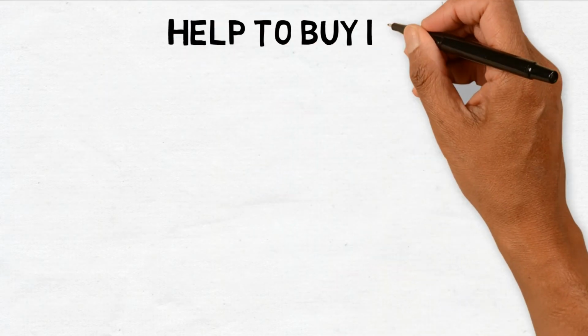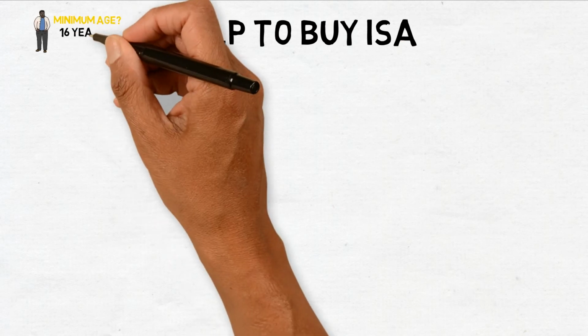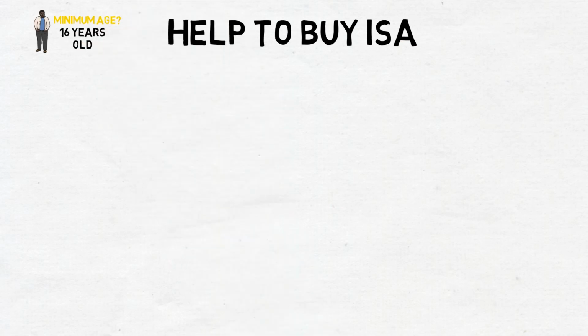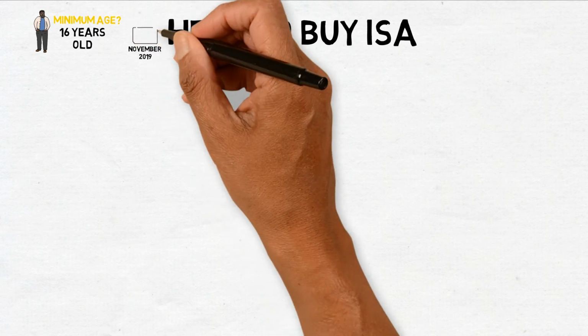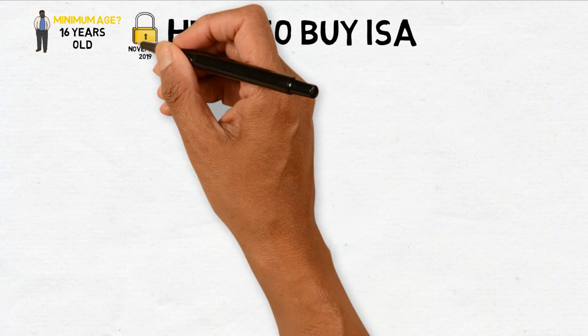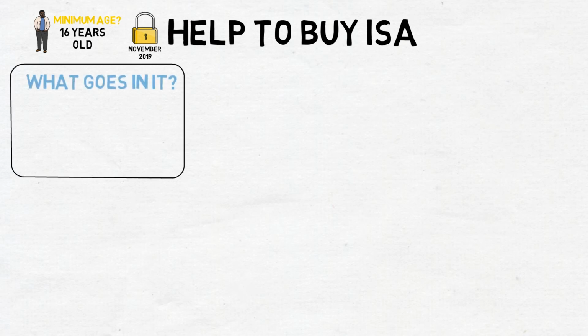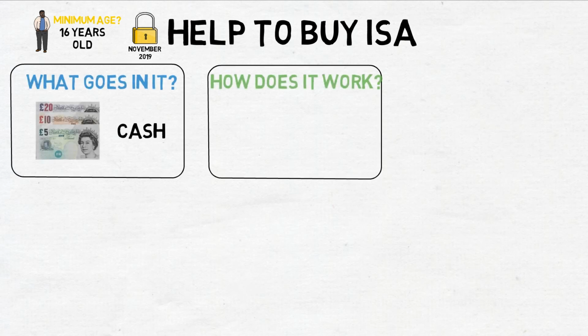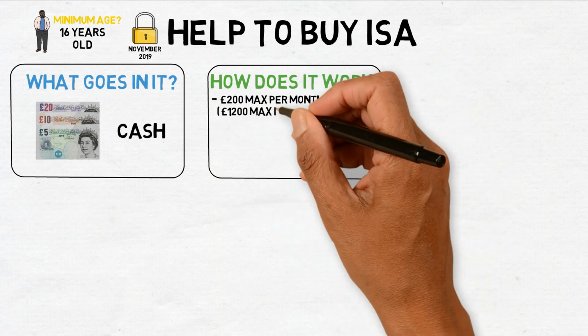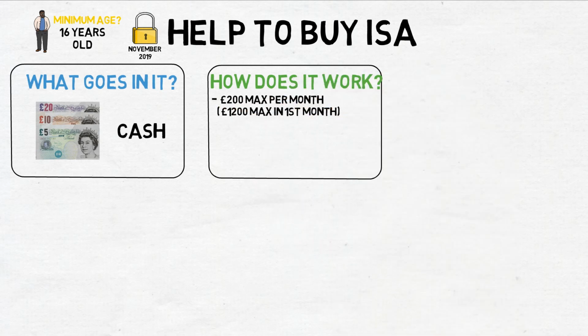So let's move on to the Help to Buy ISA. The minimum age to open this ISA was 16 years old. Since the 30th of November 2019, this ISA is no longer available to open, but let's explain how it works. You deposit cash, and in the month you open the ISA, you can save up to £1,200. After this, you can only save a maximum of £200 per month.